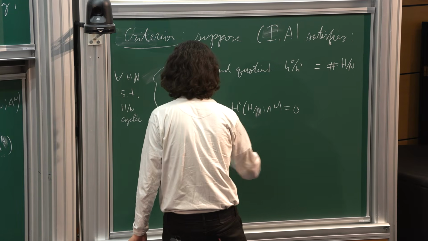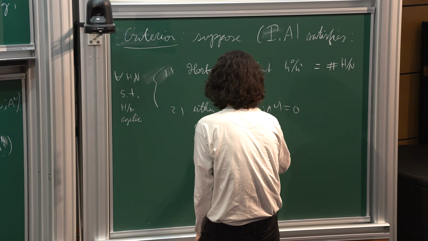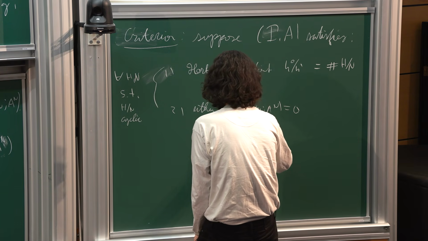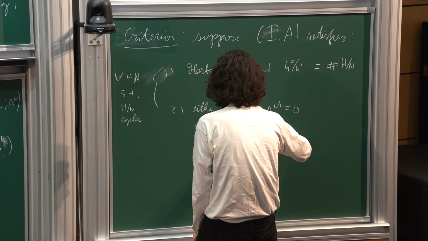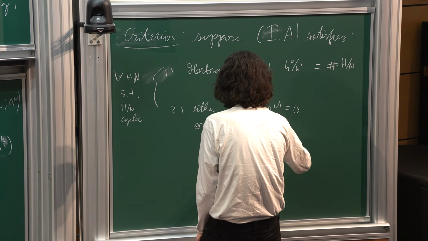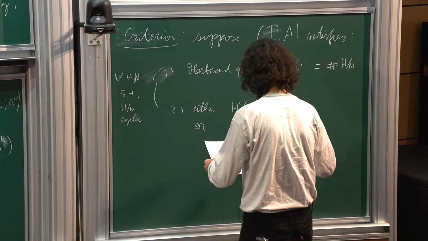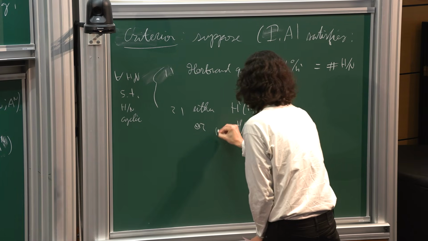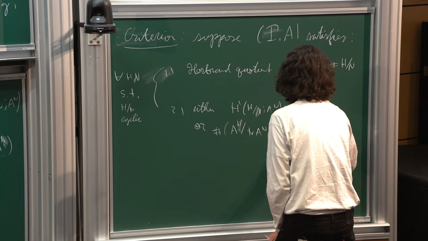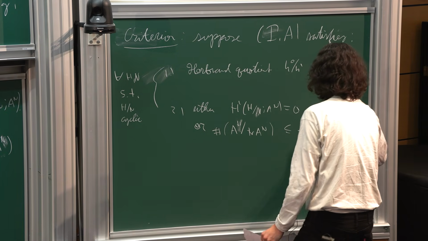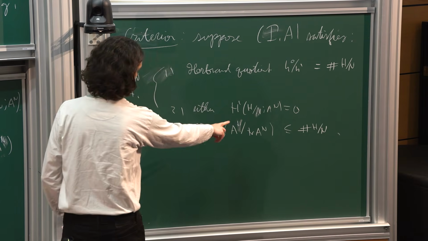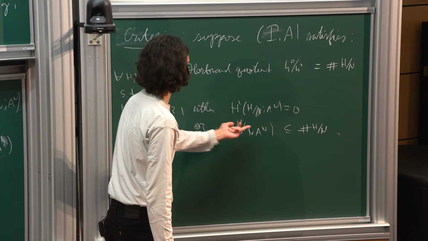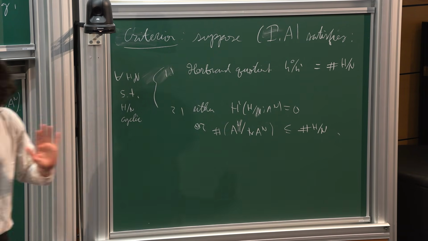Or you could check that when you take A^H mod transfers of A^N, this is not too big. So if this is less than or equal to the order of H mod N, then again, by inspection of this, you would conclude that this happens and you have equality.